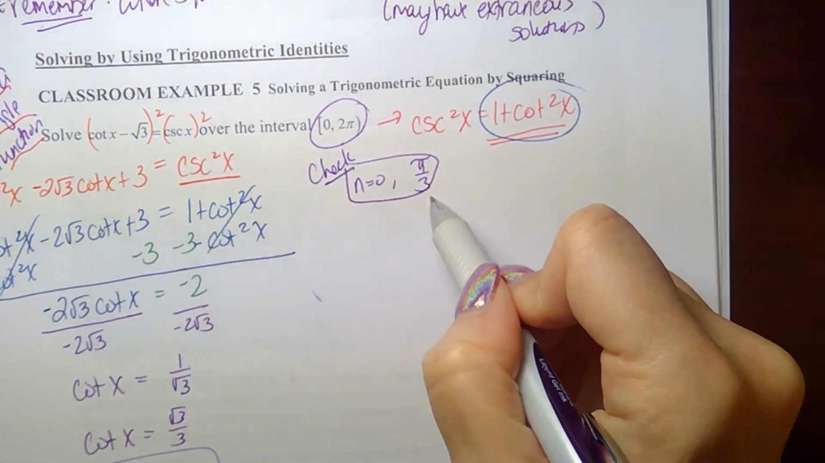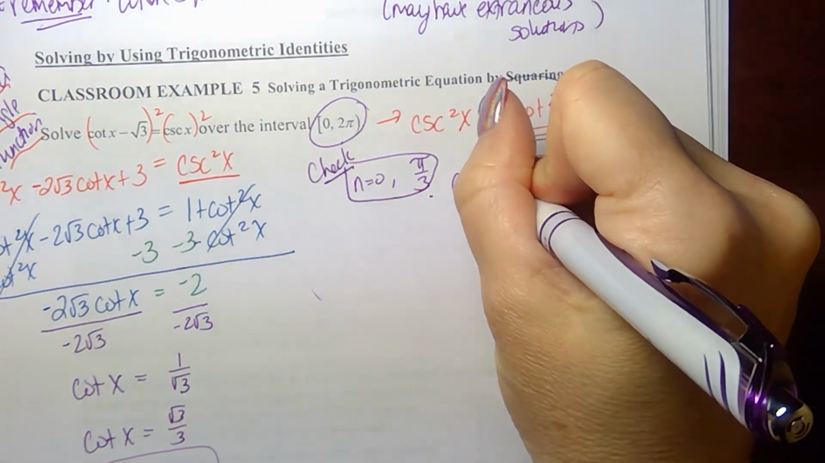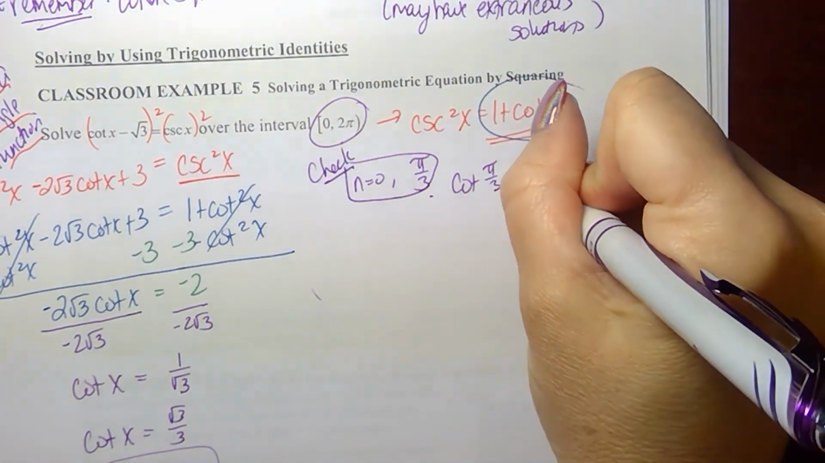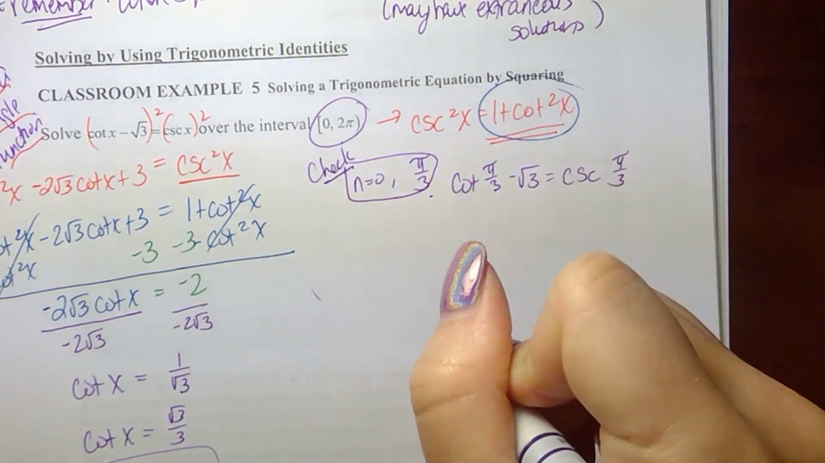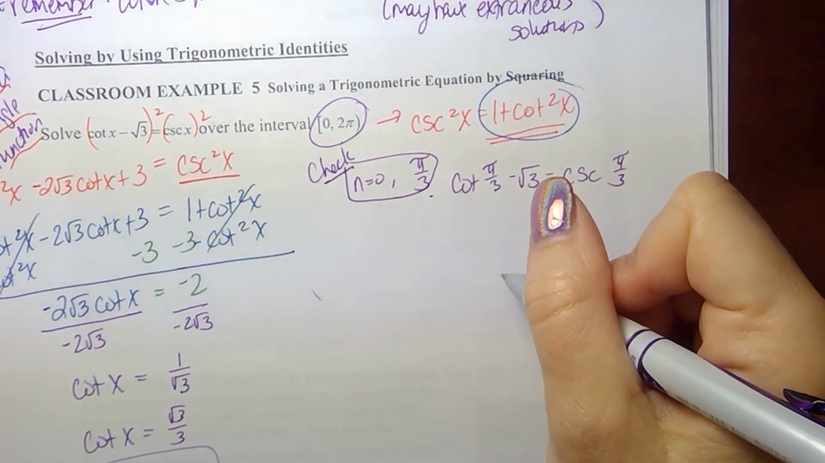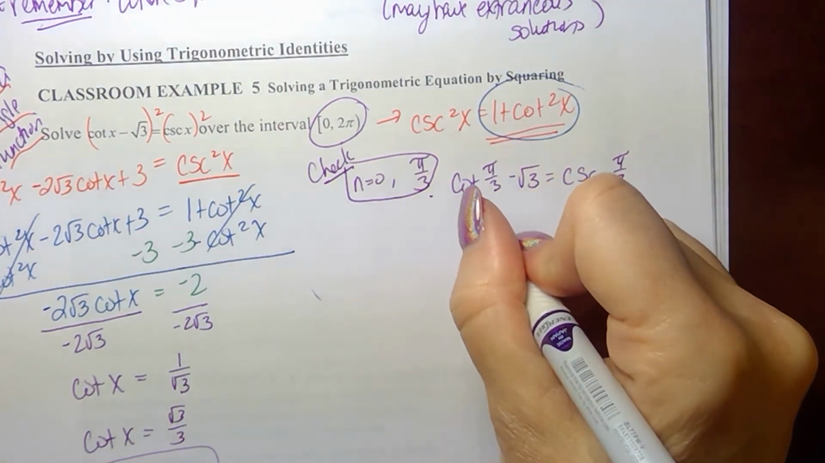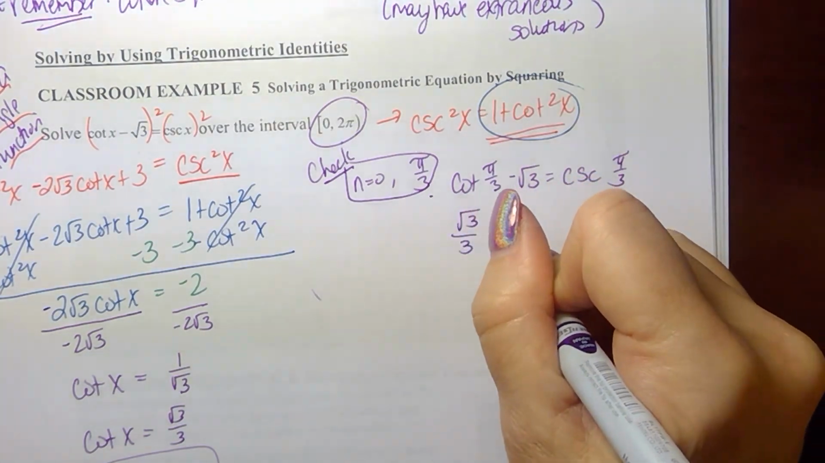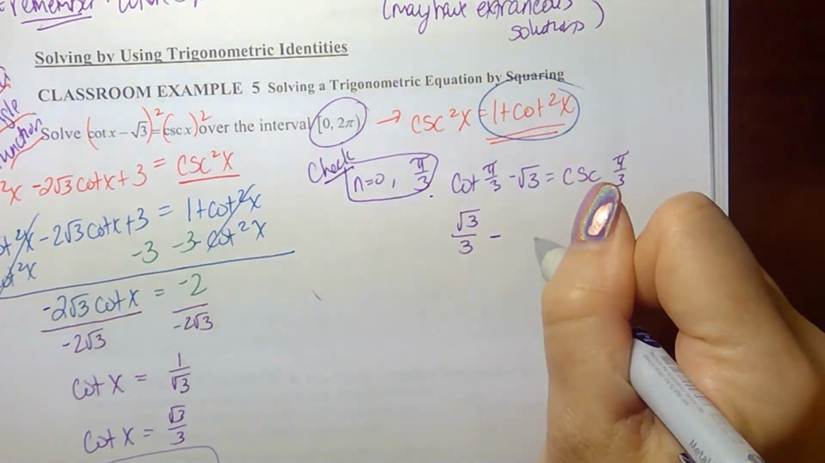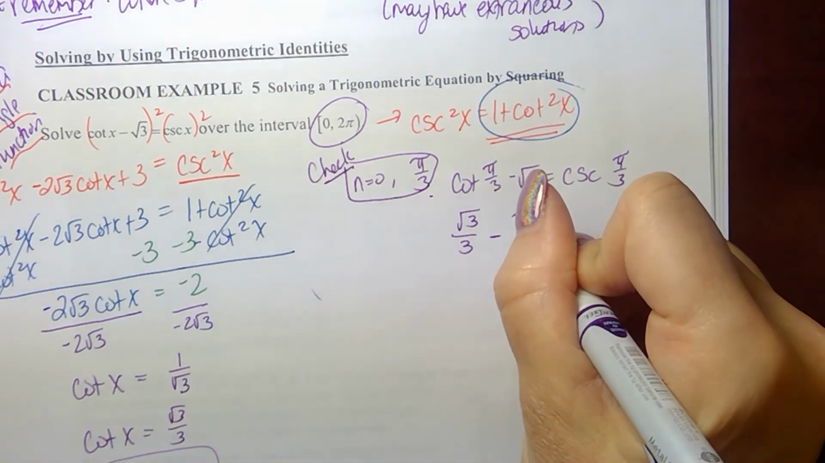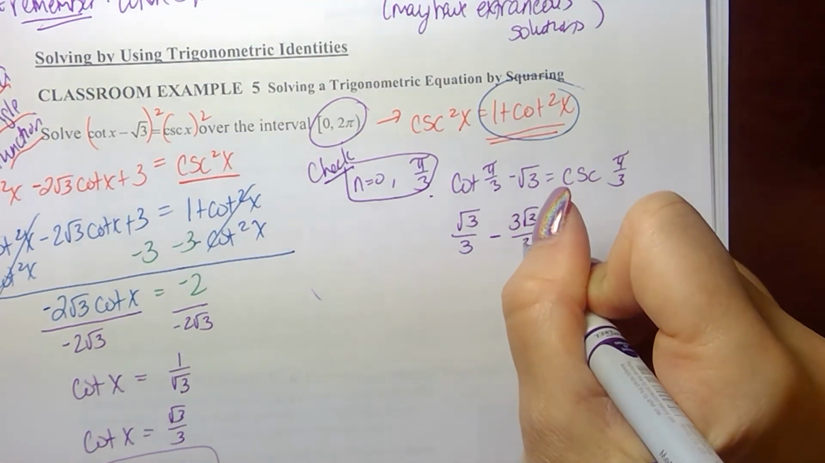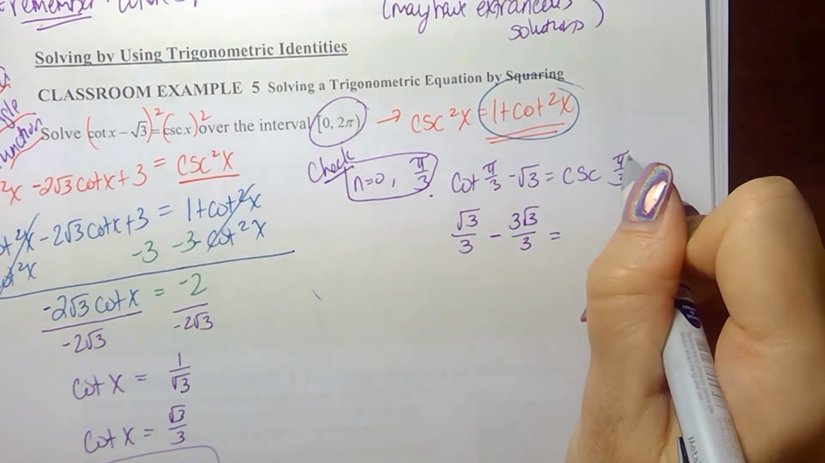Where n equals 0, I've got pi thirds. So that would be cotangent at pi thirds minus square root 3 should be cosecant at pi thirds. Well, look at your unit circle. Cotangent at pi thirds, we picked it because cotangent at pi thirds is square root 3 over 3, minus square root 3. I'm going to make a common denominator here to make my life easier. To make a denominator of 3, that would be minus 3 square root 3 over 3 equals cosecant at pi thirds.